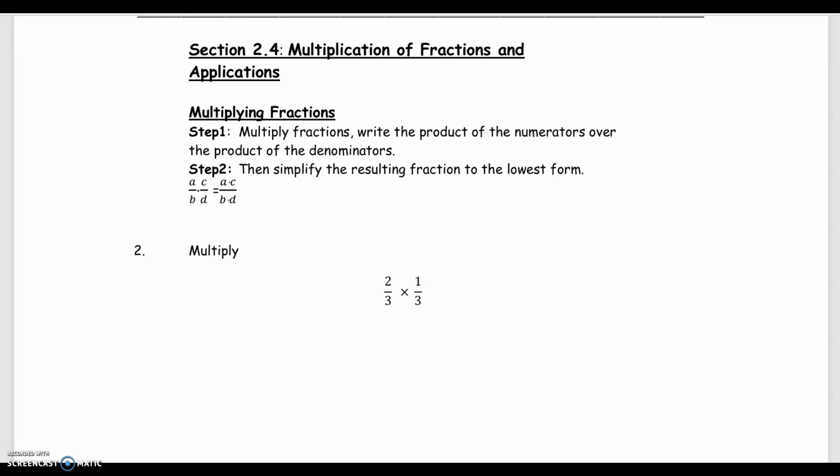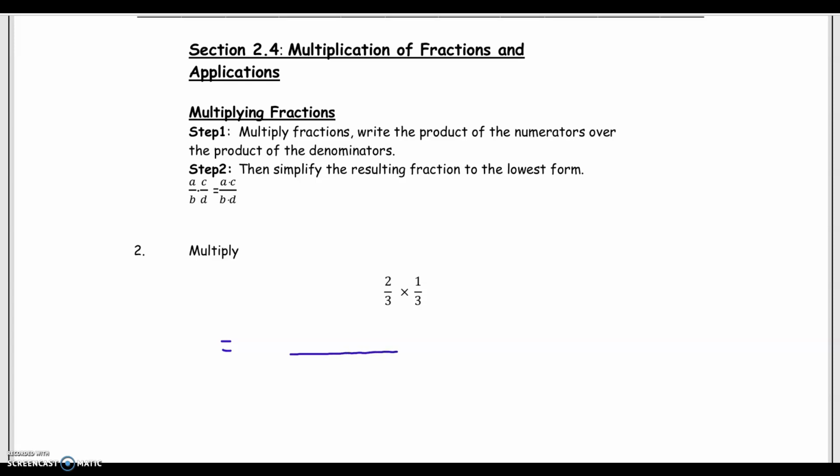This section is about multiplication of fractions. Now suppose we have two fractions and we need to multiply these two fractions. What we need to do is combine the terms in the numerator. So you have 2 and 1, multiply them together, multiply the numbers in the denominator. And this is the basic rule of multiplication of fractions. Multiply the numerators, multiply the denominators.